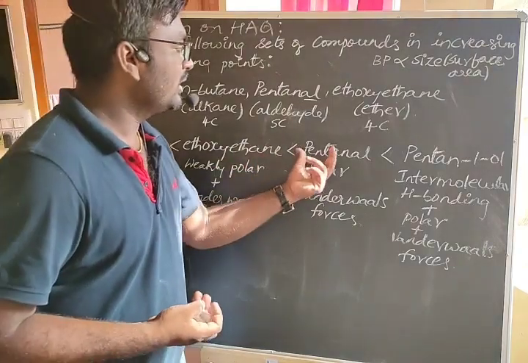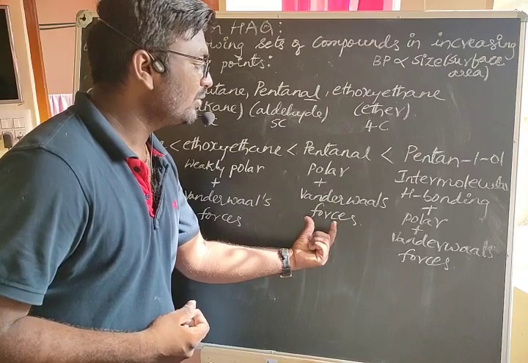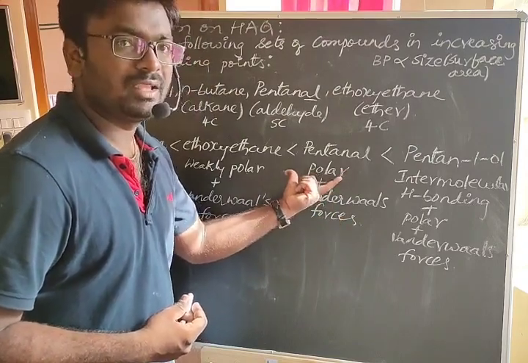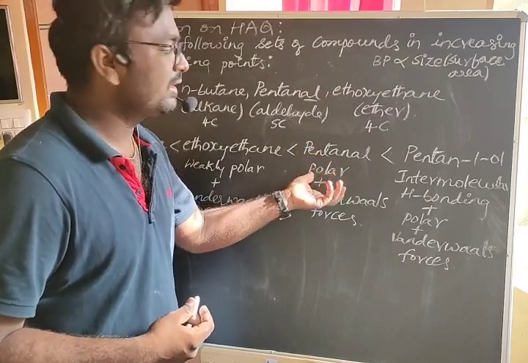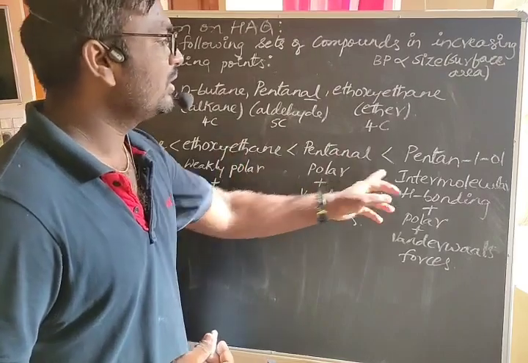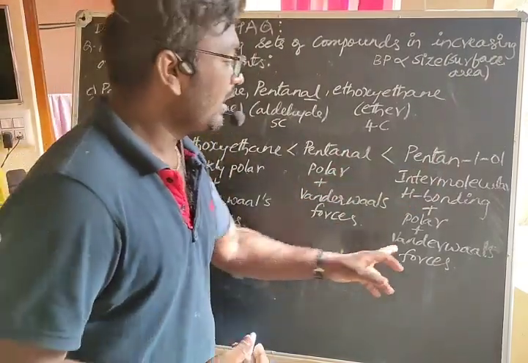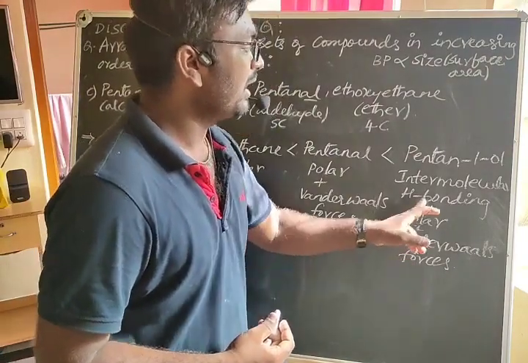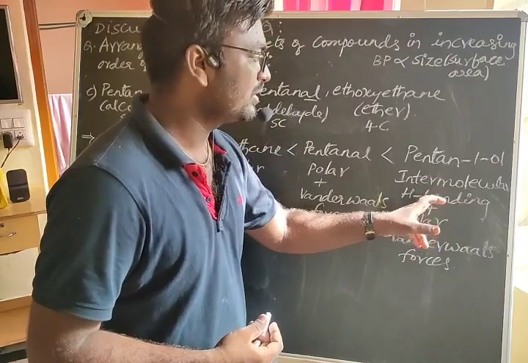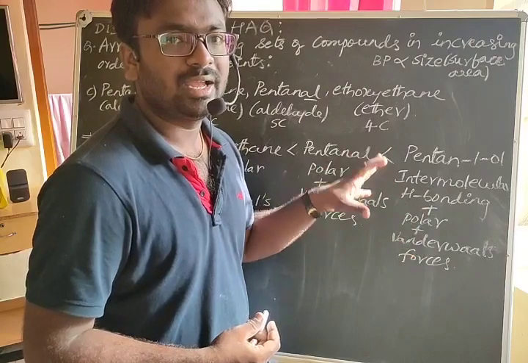Okay, and come to the pentanal. It is an aldehyde. So here, along with the van der Waals forces of attraction, there also exists polarity, and attractions are more. Therefore, the boiling point will be more when compared to the ether. Come to the last compound, pentan-1-ol. It is an alcohol. Along with the van der Waals forces, it is polar, and it makes intermolecular hydrogen bonding with other molecules. Therefore, its boiling point is very high.